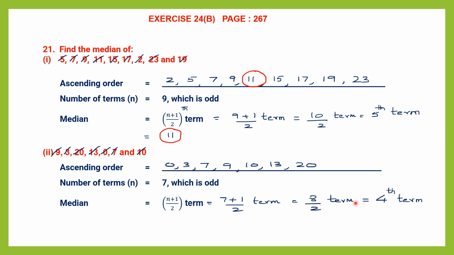So which is the fourth term? 1, 2, 3, 4, 9. That is the fourth term. So this is our answer. So we found the median. The median is 9 and we found it using the formula. So this is our answer.